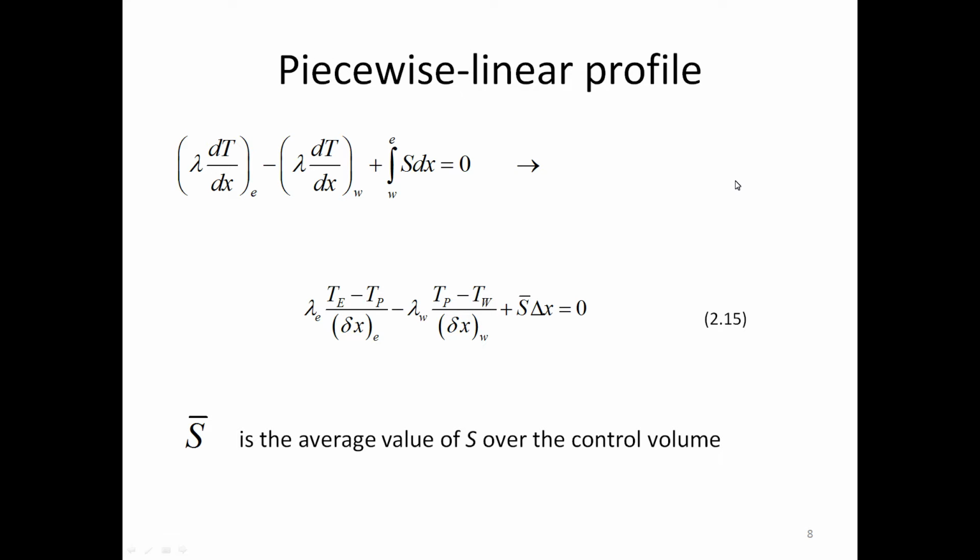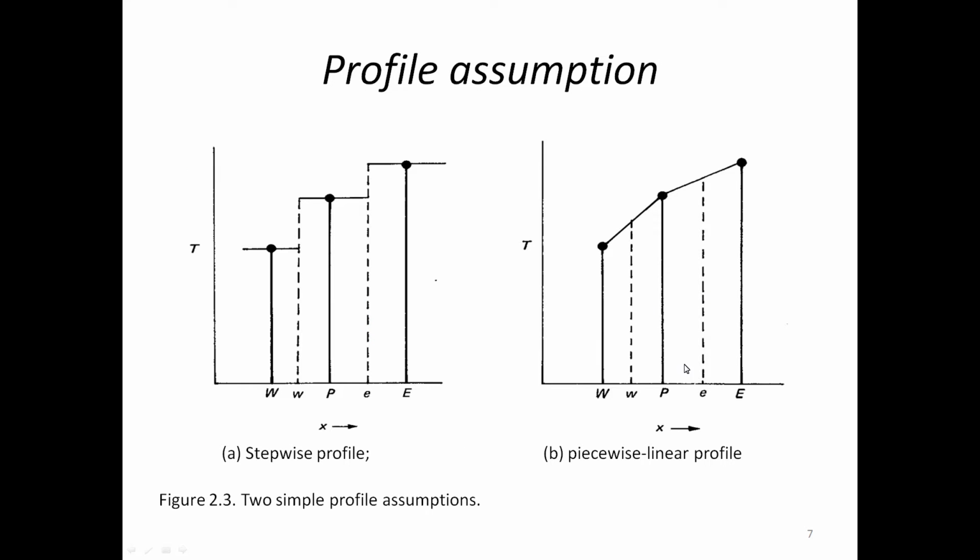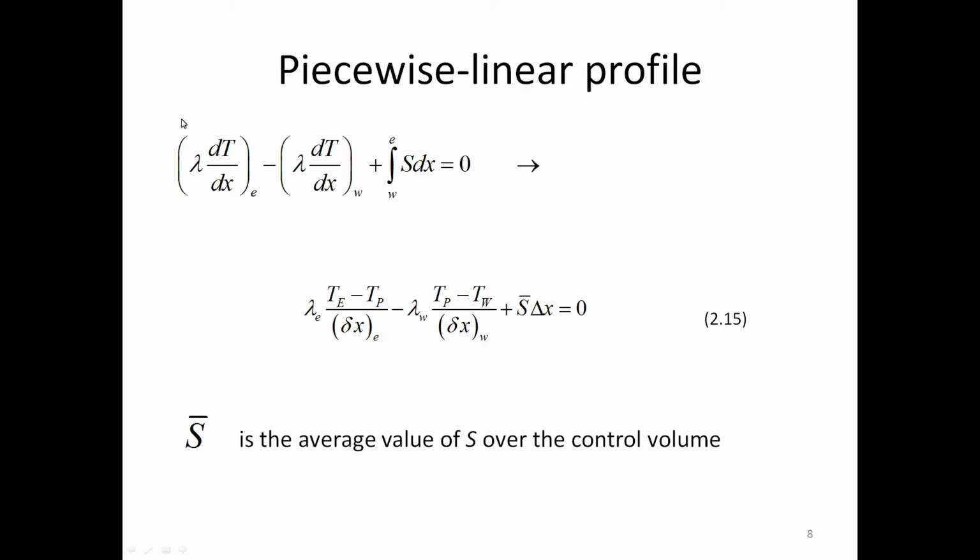The discretization equation. If we evaluate the derivative dT/dx in equation 2.14 from the piecewise linear profile, the result will be the following: lambda e (TE minus TP) over delta x e, minus lambda w (TP minus TW) over delta x w, plus S bar delta x is equal to 0. Here S bar is the average value of the source in the control volume.